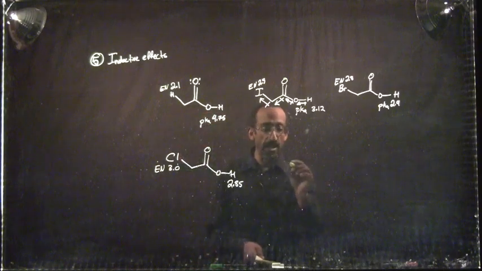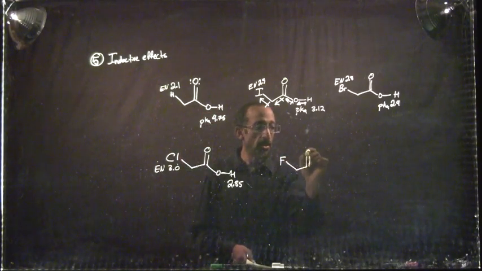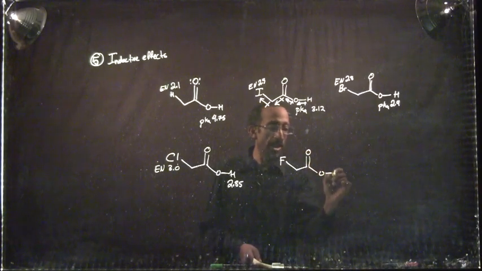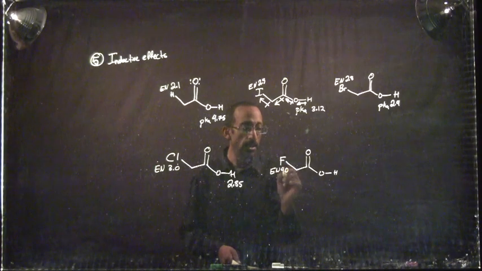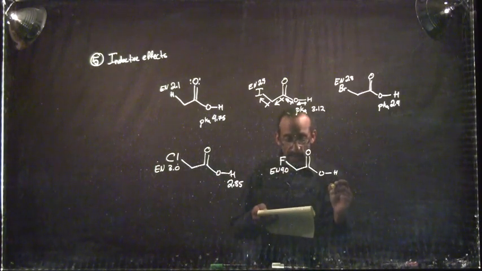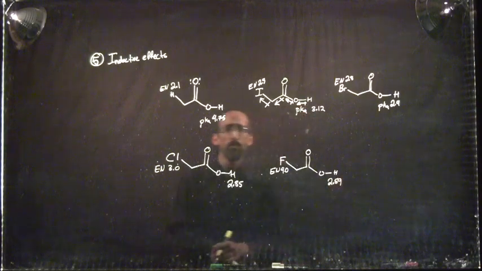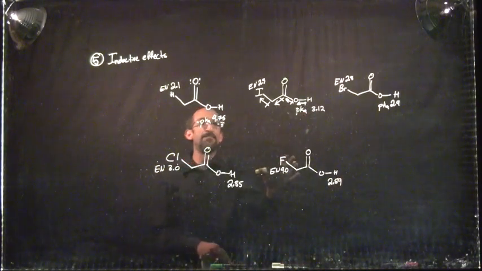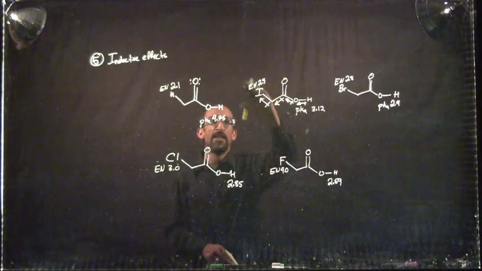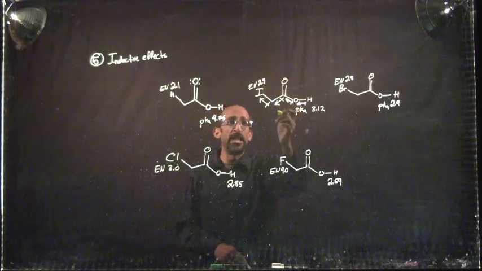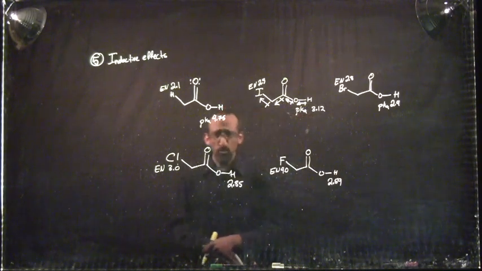And then finally, if I go to something very electronegative like fluorine, which has an electronegativity of 4, that drops my pKa down to 2.59. So in all of these examples, the atom that I'm switching out, or the location of increasing electronegativity, is 1, 2, 3, 4 bonds away.